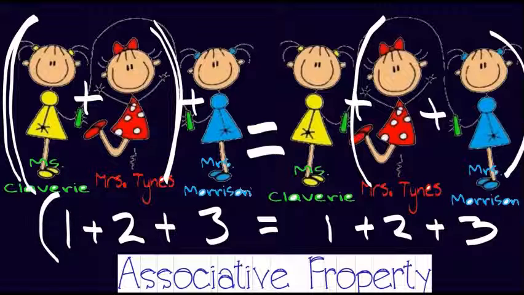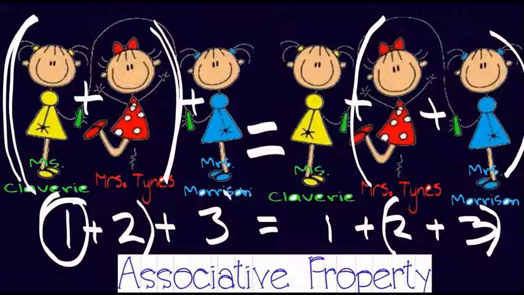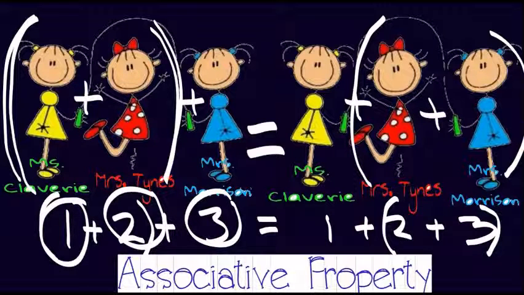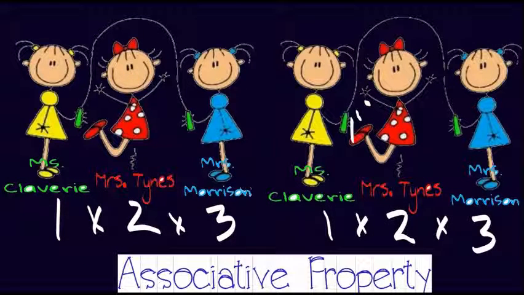Let's try it with numbers. 1 plus 2 is 3, plus 3 is 6. If we group them the other way, 1 plus 2 plus 3, we still have 6. This is the associative property of addition. The grouping doesn't matter as long as it's all addition. You can move the numbers around. It would also be true that you could add 1 plus 3 plus 2 and you still have 6. The grouping does not matter in addition only.